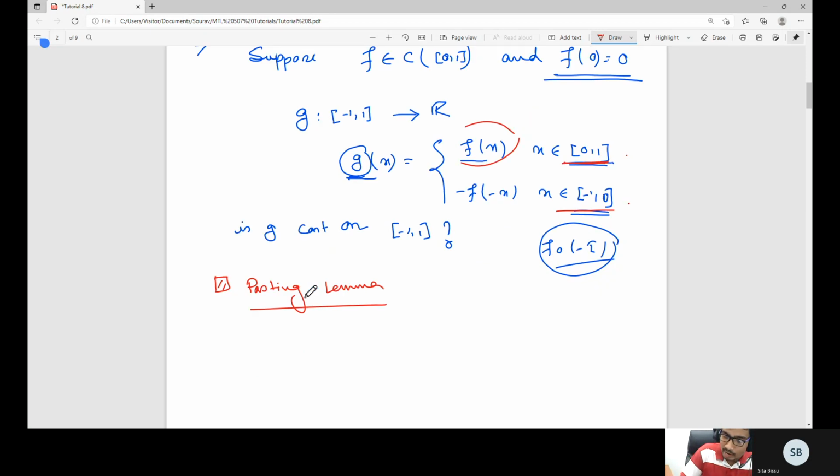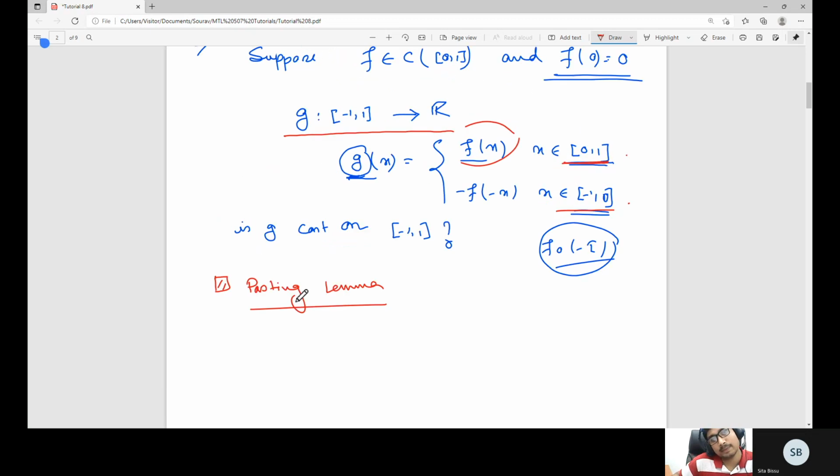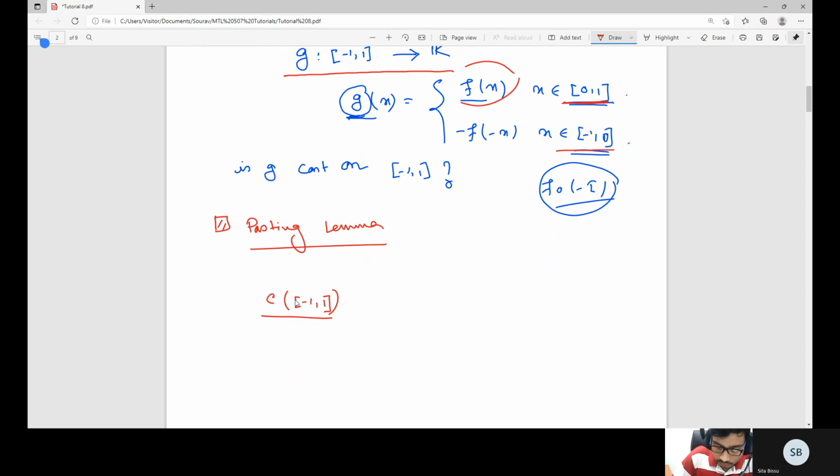Okay. So now you have a continuous function g on [-1, 1]. Now you know something about Weierstrass's approximation theorem, or Stone-Weierstrass approximation theorem, or you can say Stone-Weierstrass theorem. So you now consider C[-1, 1]. Let me compare it here and then I'll tell you. Okay, so you have C[-1, 1], right?